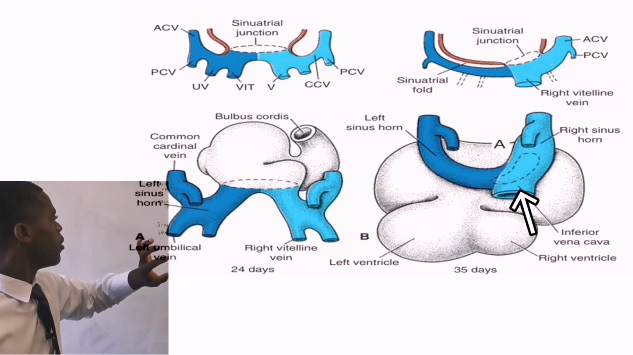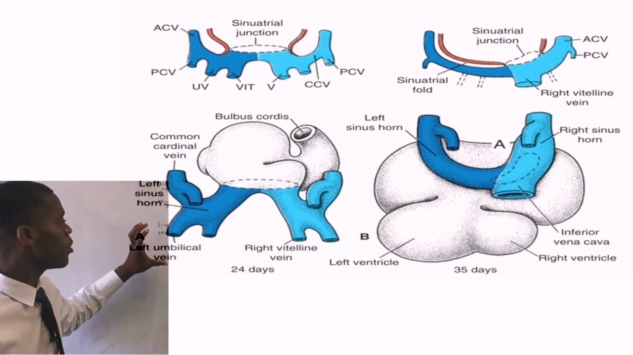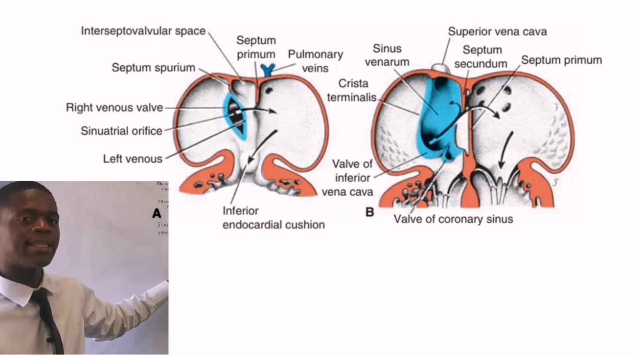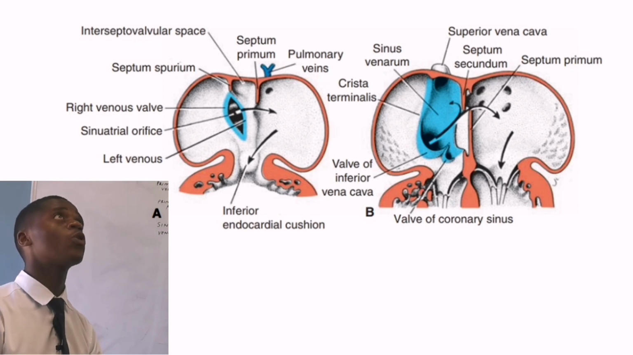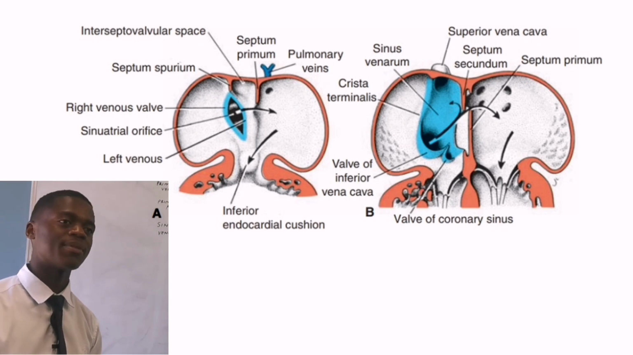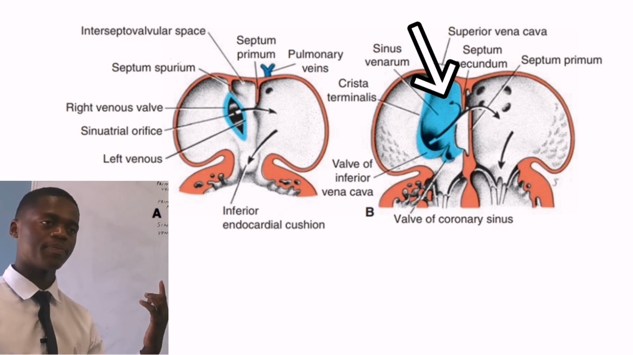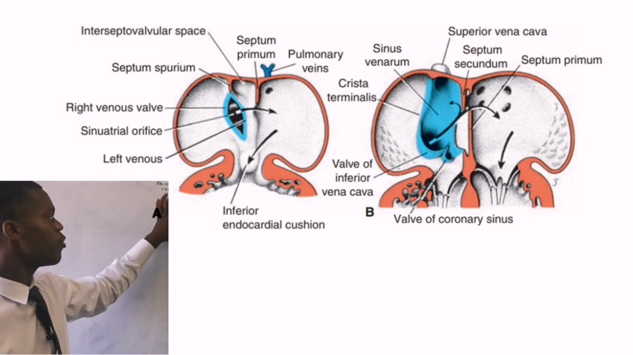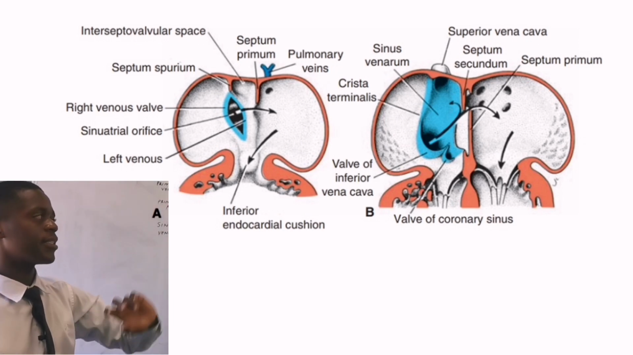From there, we move on to the primitive atrium. Also, pointing out that the right sinus venosus is going to end up being incorporated into the right atrium, and it's going to form the smooth part of the right atrium. We move on. We have the primitive atrium.